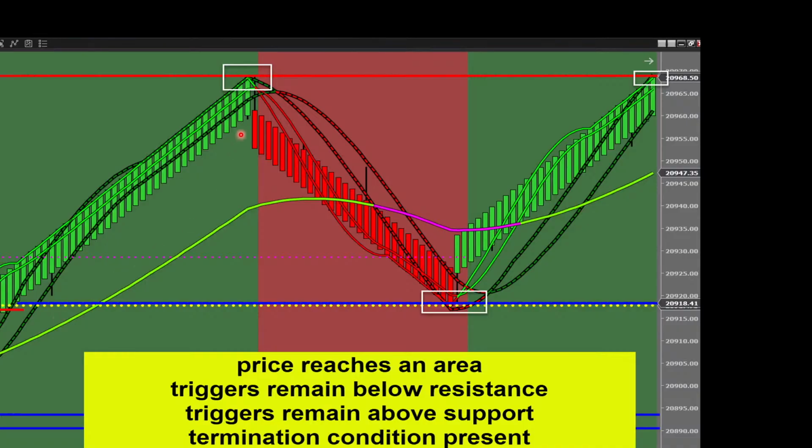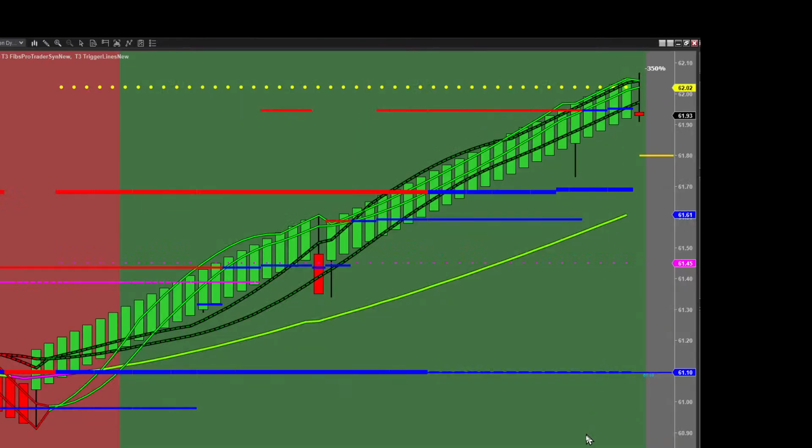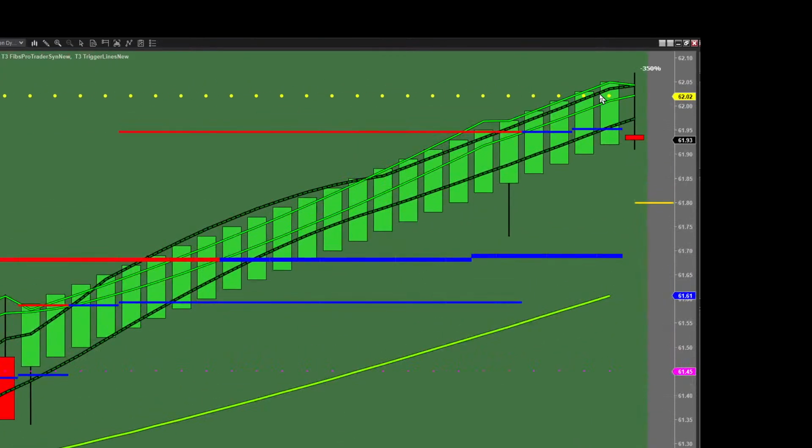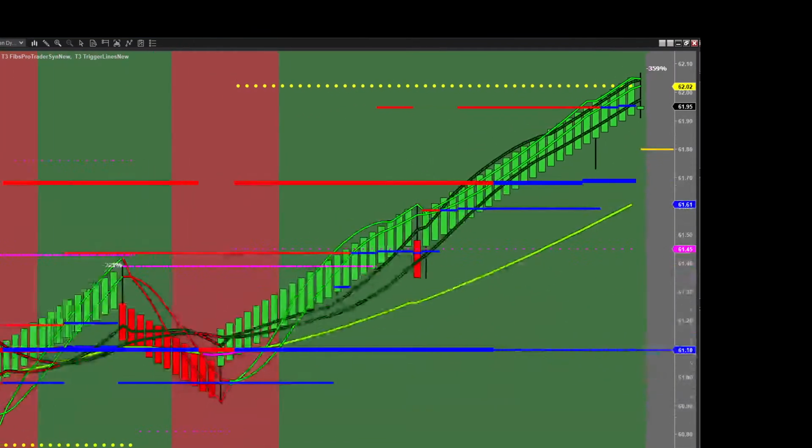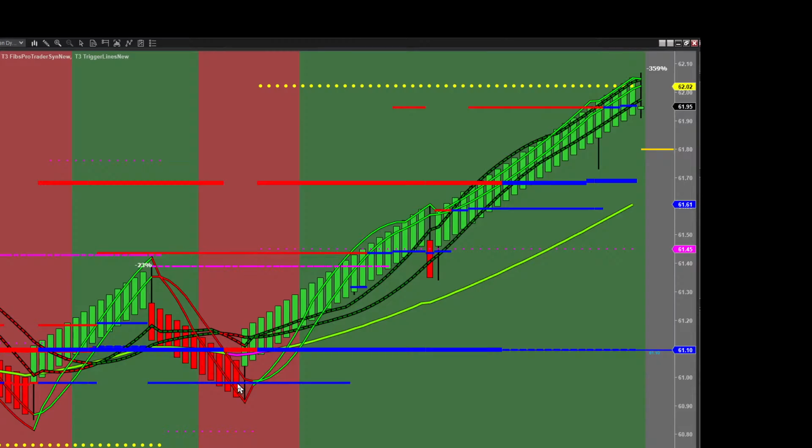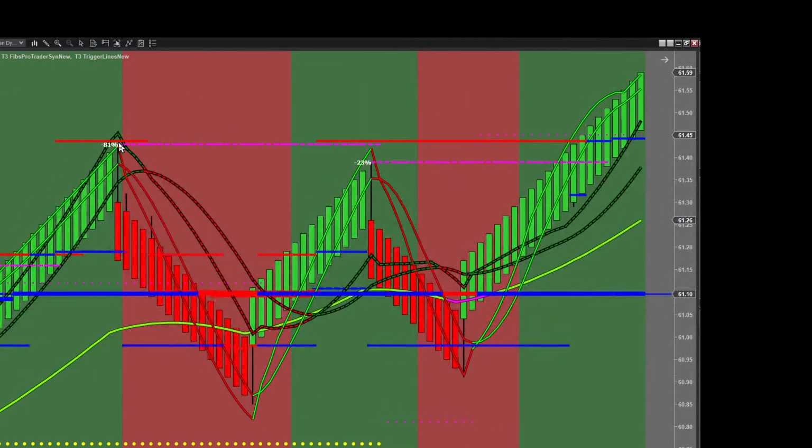So keep it simple. If price reaches an area, ask yourself, where are the triggers? If they haven't broken through the area very much, like price reached yellow 1-to-1s, the triggers haven't broken, absolutely no trades into that area, guys. It's a termination condition. It could stop the market. Price reached support, the triggers didn't break, absolutely no short trades. That's where the reversal came from. Price reached resistance, absolutely no triggers break resistance. That's where the reversal came from, guys.